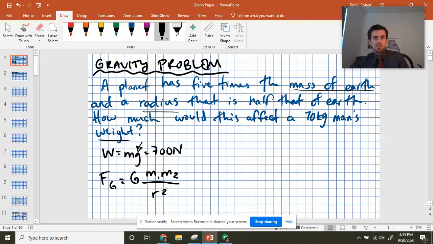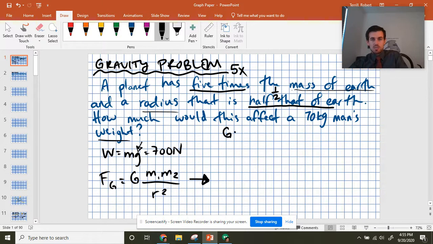But then from there, we're just going to extract some of the important values from here. We're talking about how it's 5 times the mass of Earth. We're talking about how it's half the radius. So we're just going to take this equation and plug in those factors of change. This is a 5 times factor. This is a 1/2 factor. So I can plug those in here. But let's go through every single variable and see how they're going to change.